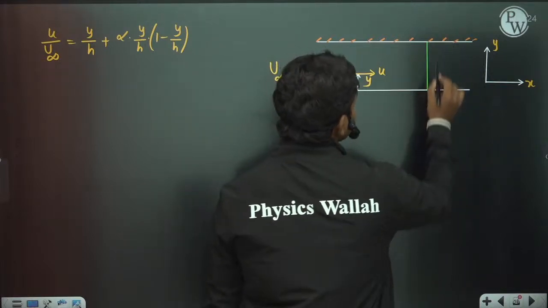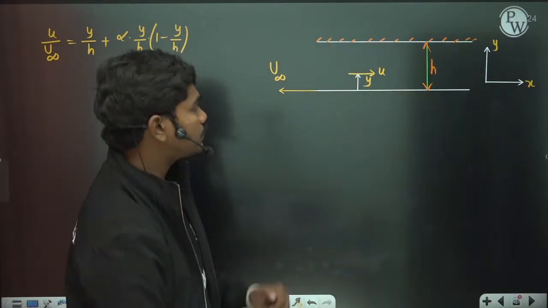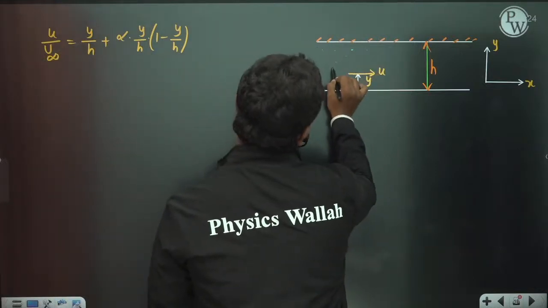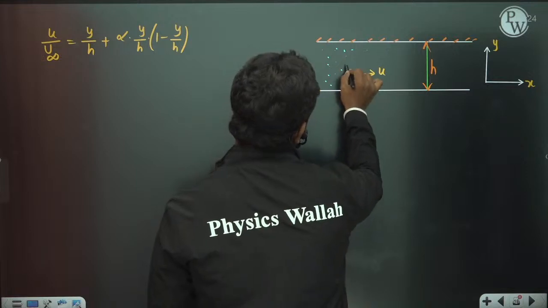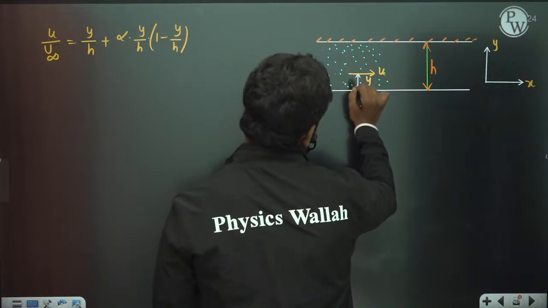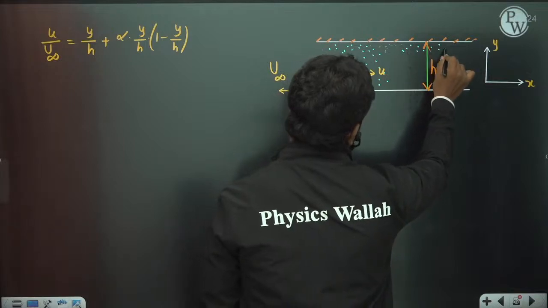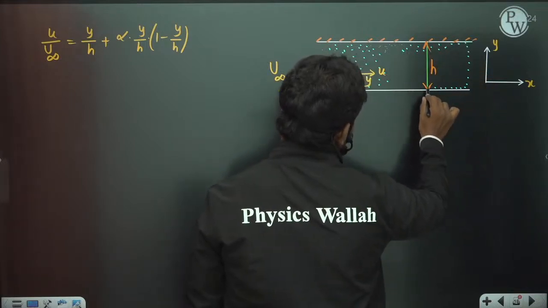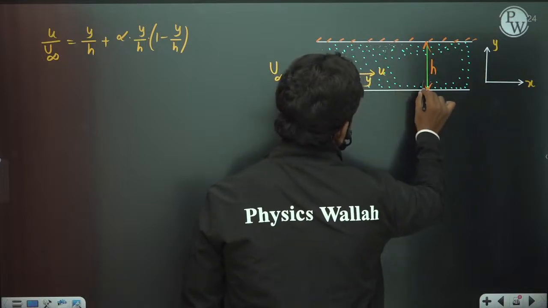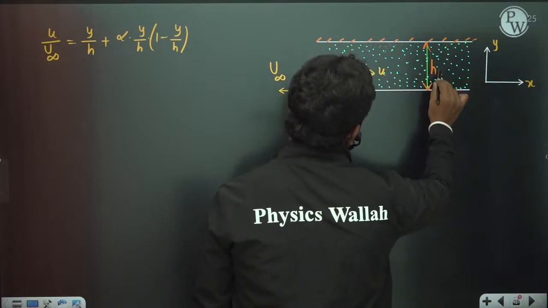So this height is h, and we have understood this velocity profile. And of course there is some viscous fluid which is filled all over between the plates, some viscous oil of some viscosity.